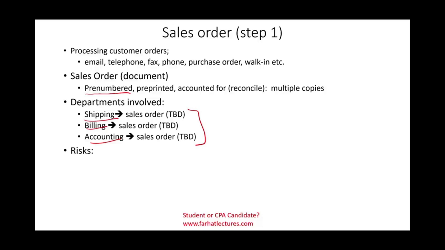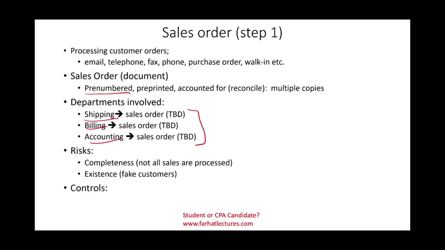What are the risks in this step? The risk is completeness. Not all sales are processed. Somehow we fail to process the whole sale. Or the existence of actual sales. What if we are processing sales for fake customers to increase our sales? Those are the risks in this step.